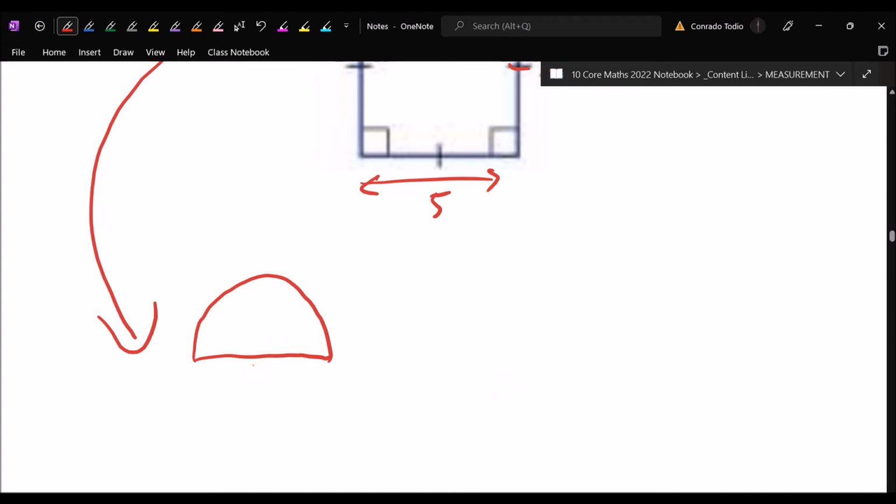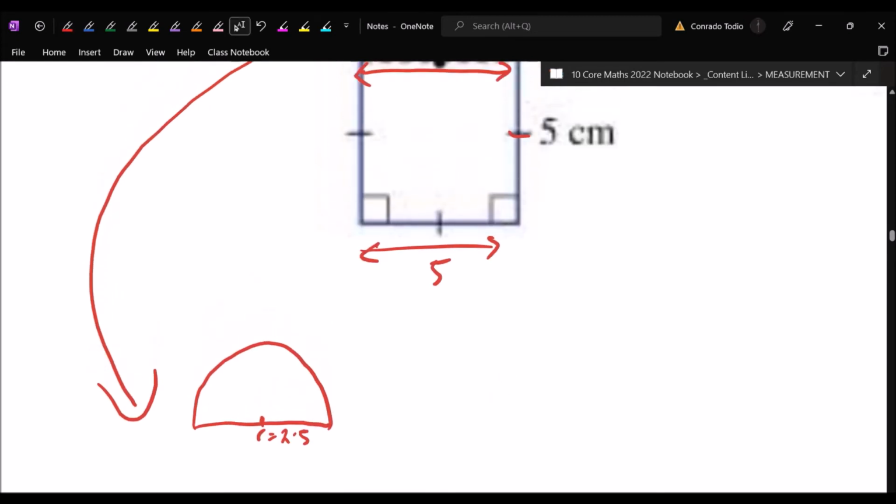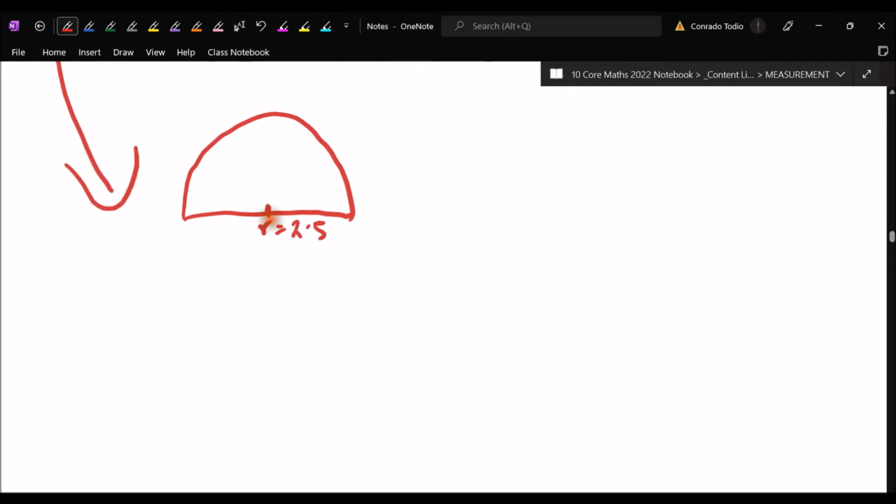What's half of 5? 2.5. Okay, so that means this half here is 2.5 for the radius. All right, so there's my circle. I can now find the area of it, but let's not do that just yet. Let's finish doing the full diagram.